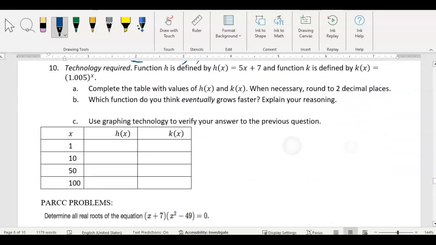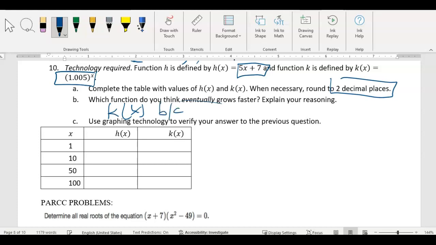All right, number 10, function h is defined by this equation, and then function k is defined by this equation. Complete the table with values of h of x and k of x. When necessary, round to 2 decimal places, so to the hundredth place. Which function do you think eventually grows faster? So you know that k of x will eventually grow faster because it is exponential.